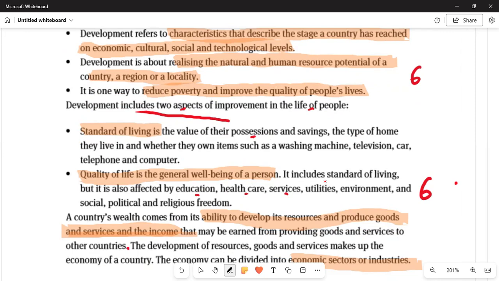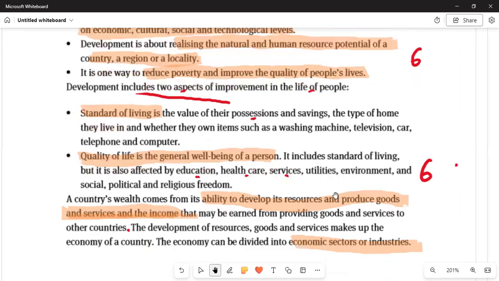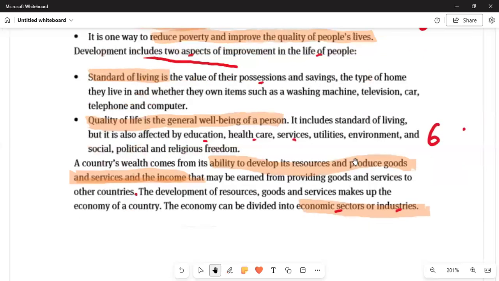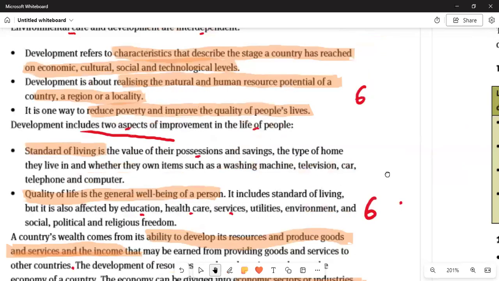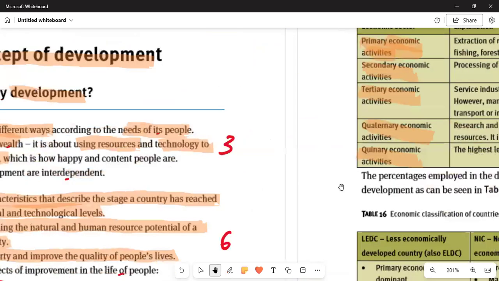We need to understand that the development of resources, goods and services makes up the economy of the country in terms of the GDP and the GNP. We also need to understand that the economy can be divided into sectors or economic activities that take place. So we need to distinguish between these activities now. Remember that these activities are important pertaining to this.